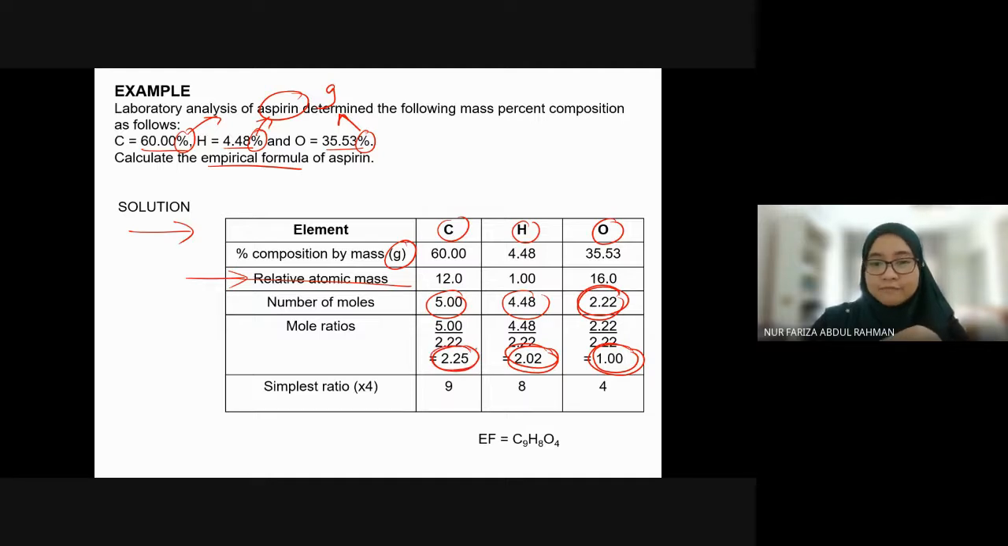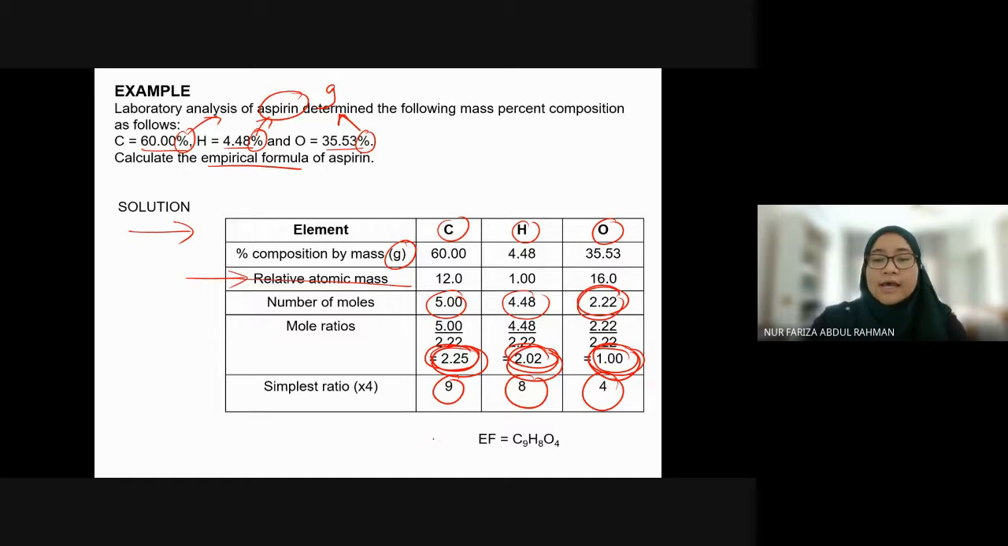But for carbon, it cannot be rounded off to 2. You cannot just simply round it off to 2. So you need to multiply with a factor, in this case a factor of 4. When you multiply with a factor of 4, don't forget to multiply all the constituents with the same factor. It's not only applicable for carbon, it is applicable for all the constituents present. So these are the simplest ratios for each constituent.